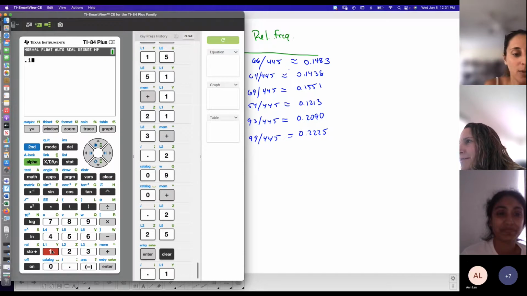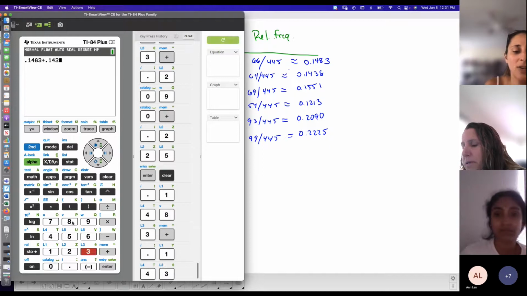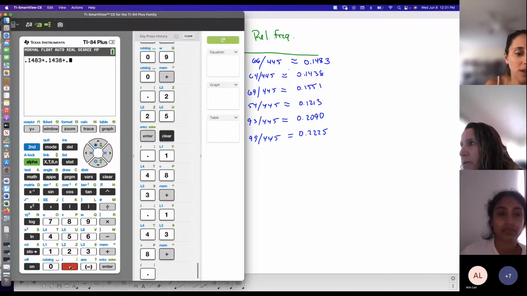Go figure. 0.1483. This is just to verify that it adds up to 1. That's just to make sure I didn't make an error, but not necessarily required, just me double checking while you guys check my numbers too.